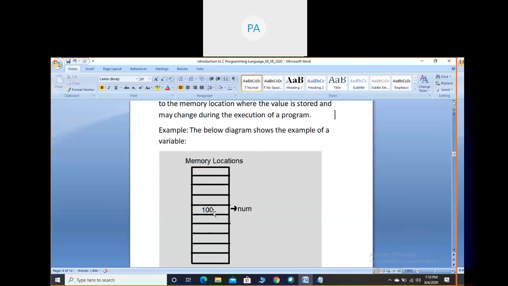I already said why we have to give a name to the computer memory location: because the computer knows where the value is stored, but for users, for programmers, we will not come to know where the value is stored. So we have to give the name for that.